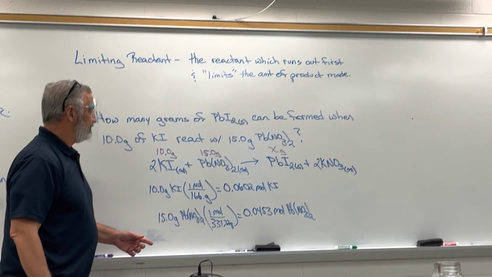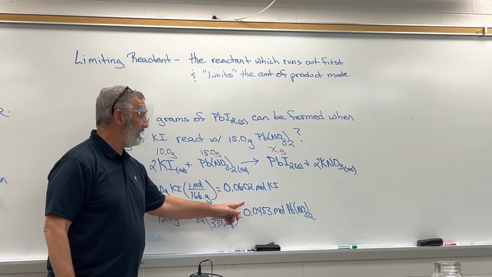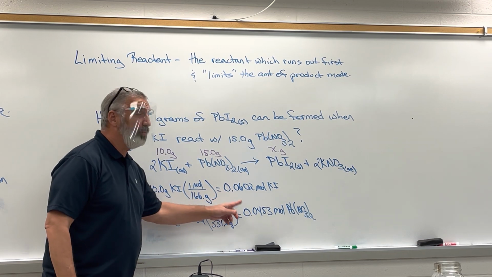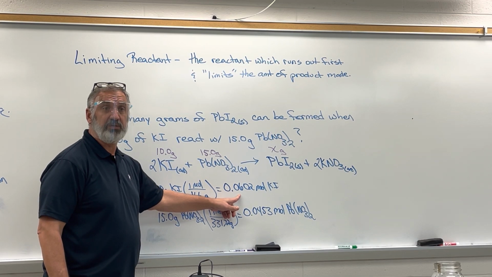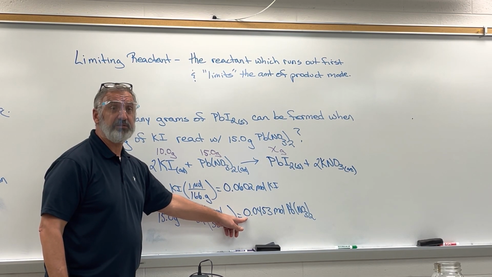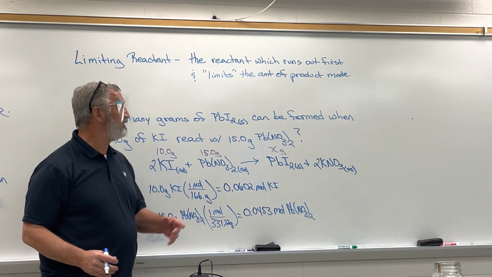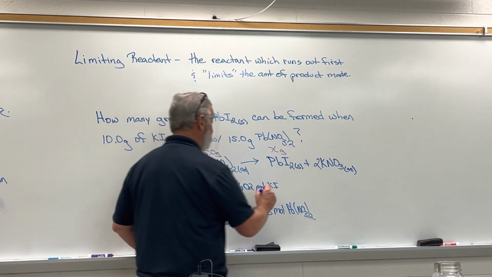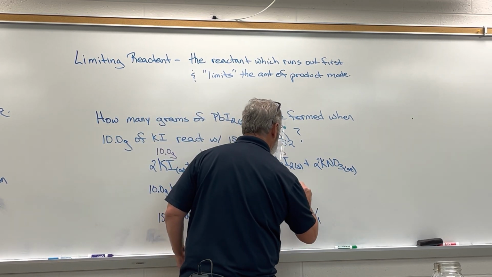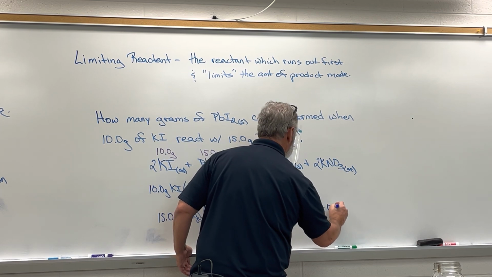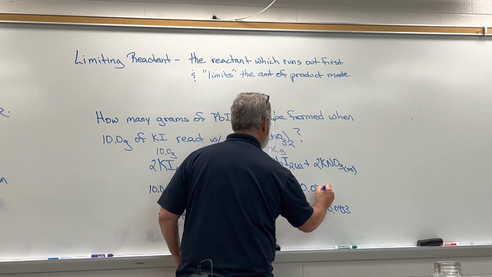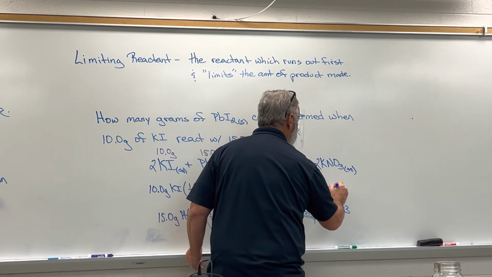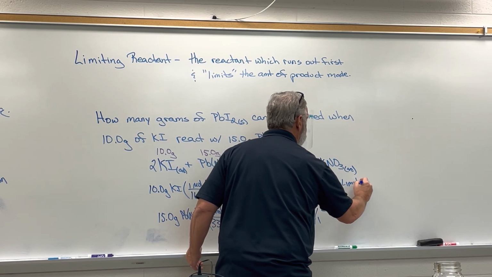So this is how many moles of lead nitrate I have. This is how many moles of KI, but it's not a 1-to-1 ratio. I need twice as many. Do I have twice as many moles? No, because twice as many would be 0.09. The way we can figure this out is always just divide by the coefficient in front of each: divide by 2, divide by 1. This is still 0.0453. Divide this by 2, it's going to be 0.0301. This is the smaller number, therefore this is my limiting reactant.